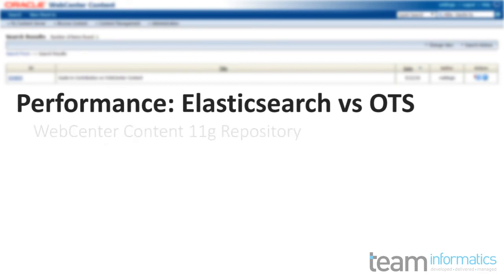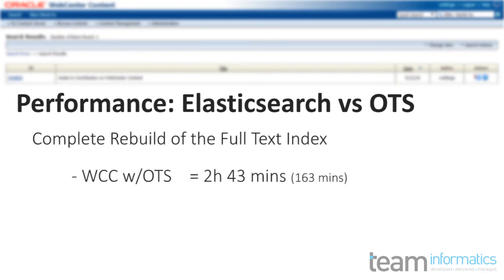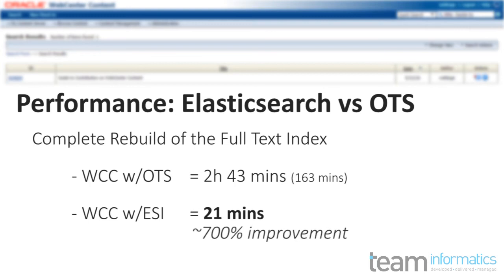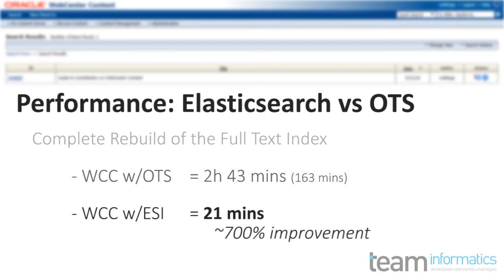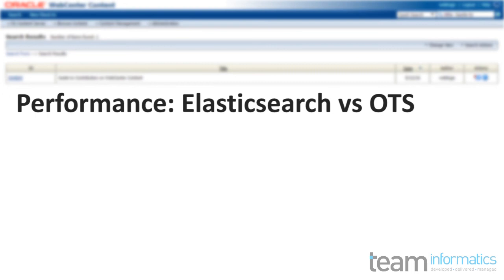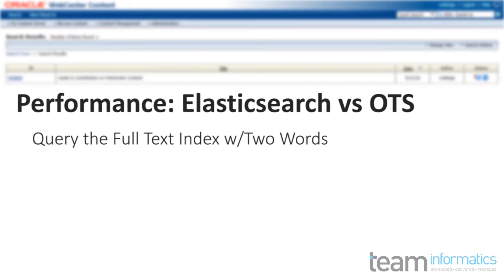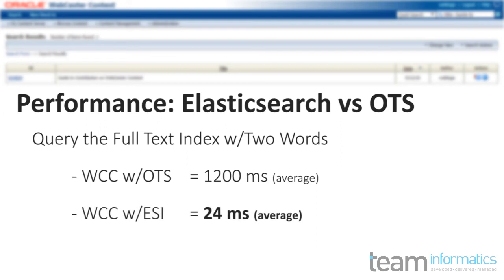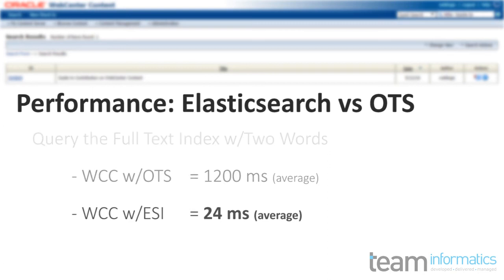It took WebCenter content and OTS 2 hours, 43 minutes to conduct a full rebuild of the search index. This is pretty standard. With the Elasticsearch integration, that rebuild took just 21 minutes. This represents a nearly 700% improvement. Likewise, when it comes to efficiency in returning results, searching for 2 words against the OTS index took an average of 1200 milliseconds. With Elasticsearch, that average dropped to just 24 milliseconds. Think of the time your administrators and your users will save over the course of a single year, simply not waiting for results.